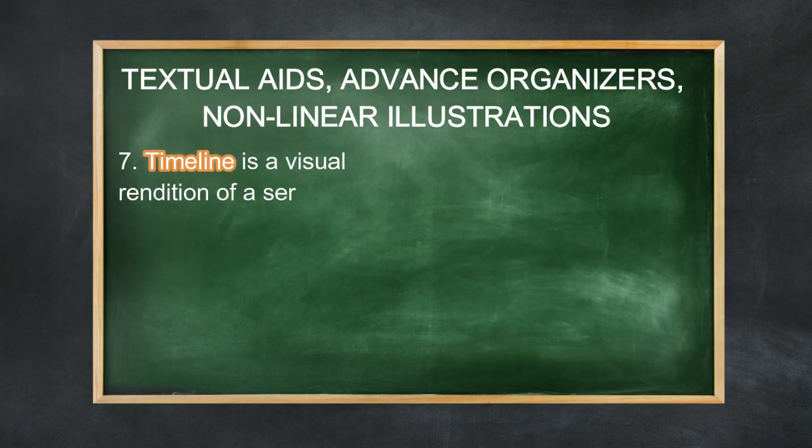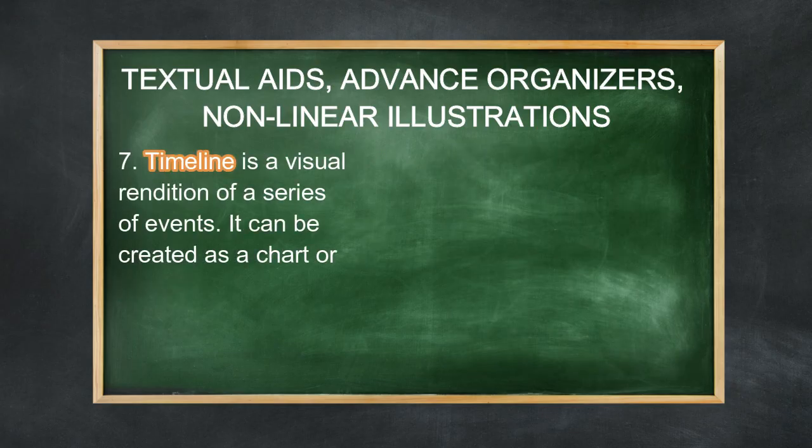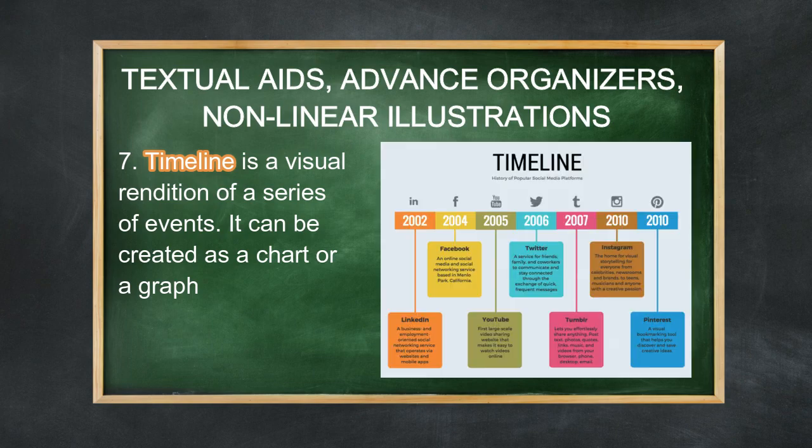7. Timeline. A timeline chart is a visual rendition of series of events. It can be created as a chart or a graph. Timeline chart can be created for anything that occurred over a period of time. Here is an example of a timeline chart that shows the different media platforms created from 2002 to 2010.